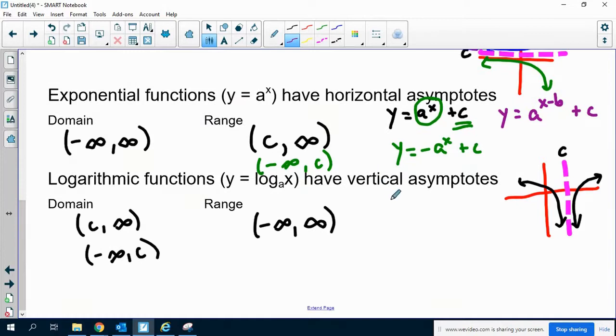Likewise, if I have a logarithmic function, so log base a of x minus b, well, actually, I should put the c on the inside. So x minus c plus b. If I have some sort of vertical shift of some kind, that's not going to change my domain or range. But if I have a shift with the x, that's going to change the domain of the function because that's going to move the asymptote to the left or to the right.